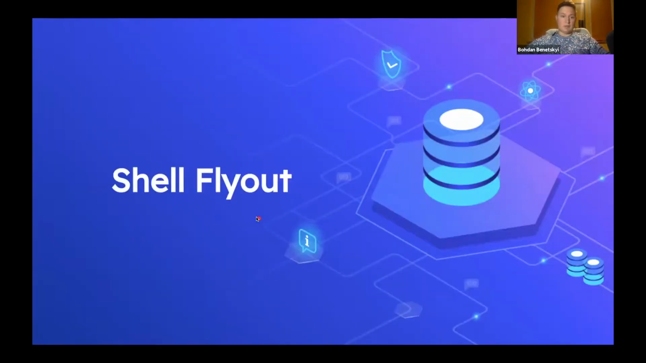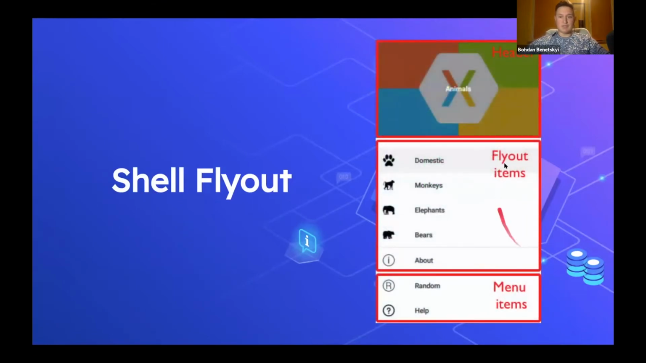Shell Flyout. Flyout has three interesting sections, probably two, but okay. First, and really important, is the header. As I showed you earlier, it could have everything inside you could imagine, like an expander view and much other stuff. Later, we have flyout items and menu items.